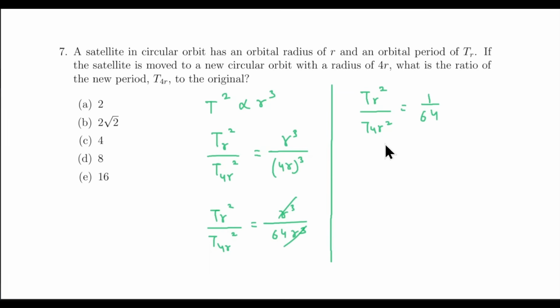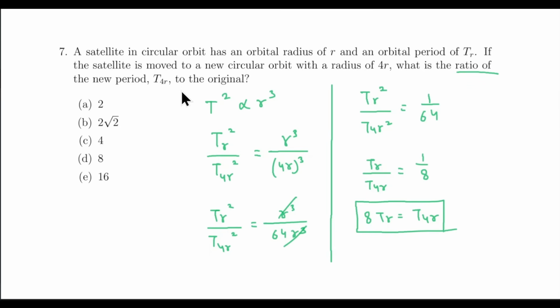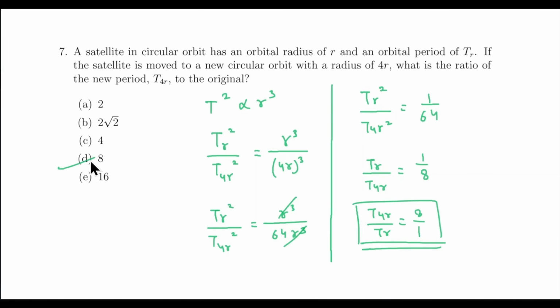I'm just going to take the square root on both sides. So Tr over T4r will be 1 over 8, which means that 8 times Tr is T4r, using cross multiplication. You can see that they are asking for the ratio of the new period to the original, so I could have just flipped it over here and taken the reciprocal on both sides. So T of 4r over T of r will just be 8 over 1. That looks like option D.